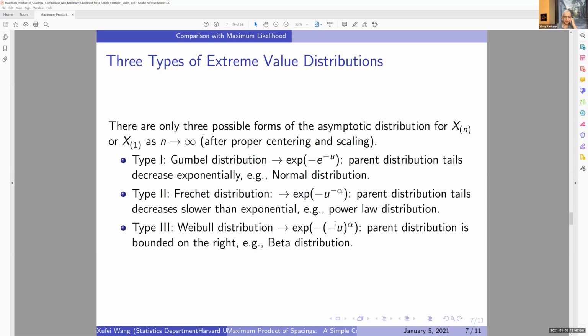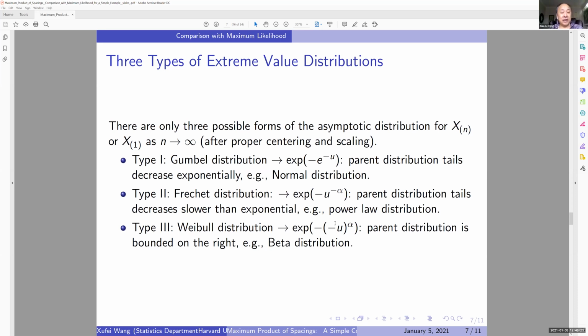One other quick question about the type 2 distribution. You say that it has this Fréchet distribution after centering and scaling. Yes. But if the parent distribution falls off slower than exponential, like a power law, it is possible that it is not possible to center and scale. What does one do then?